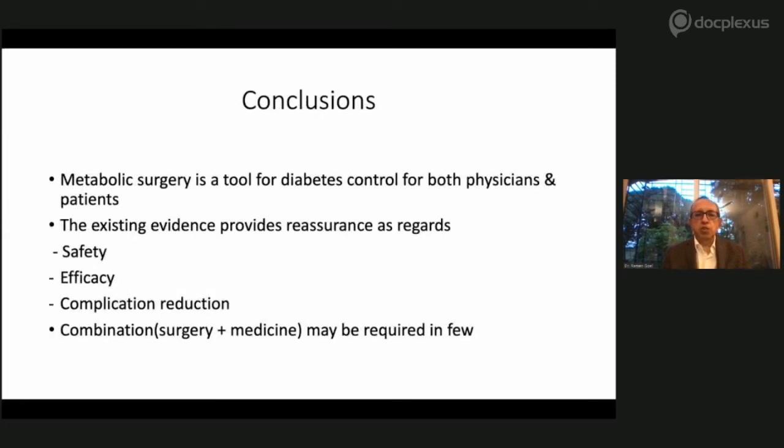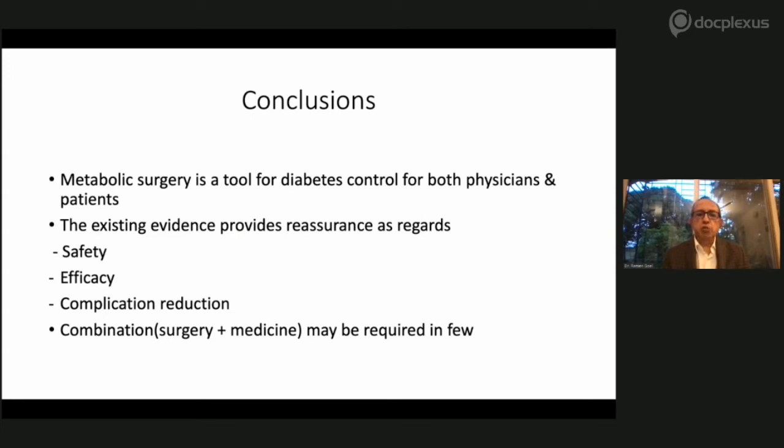Metabolic surgery is a tool for diabetes control for both physicians and patients, because if you have patients who are not getting control with medicine or are not able to change their lifestyle, bariatric surgery or metabolic surgery can be offered to them. And there is enough evidence to say that these surgeries are safe, efficacious, and reduce complications.